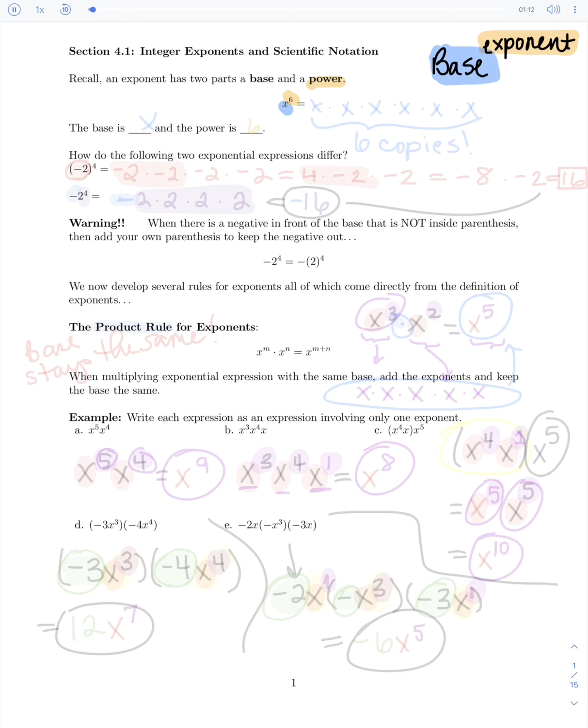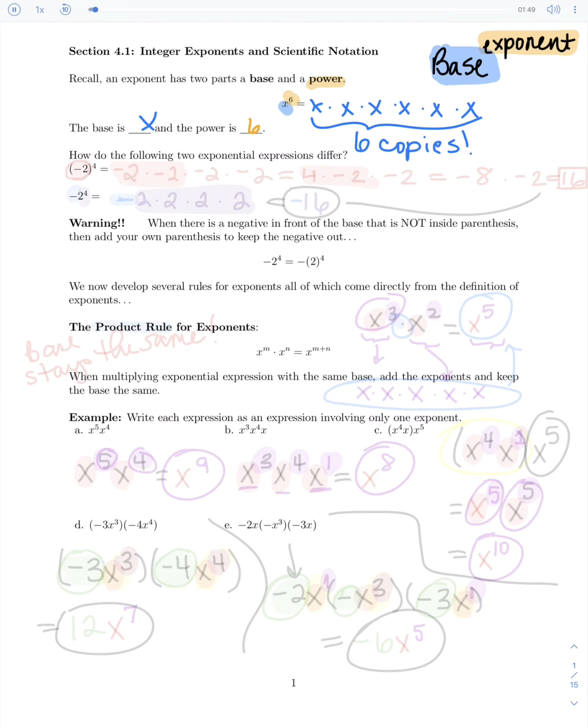So we've got a base and an exponent or power. And what the power tells us is how many times to multiply the base by itself. So when we have this first one, x to the 6, it's telling us to multiply the base x by itself 6 times. So 1, 2, 3, 4, 5, 6 copies of x. In this example, the base is x and the exponent or power is 6.